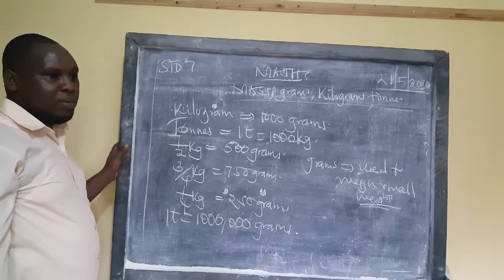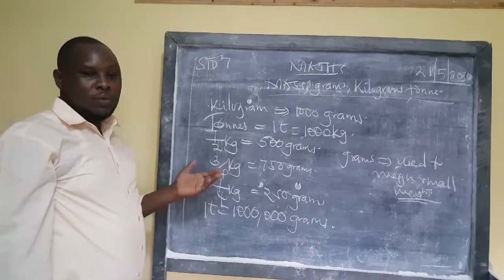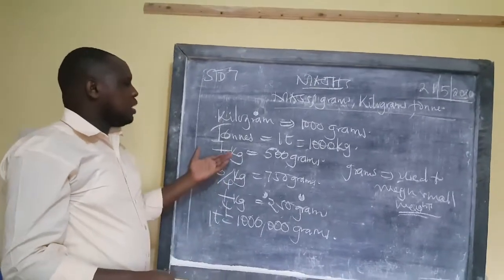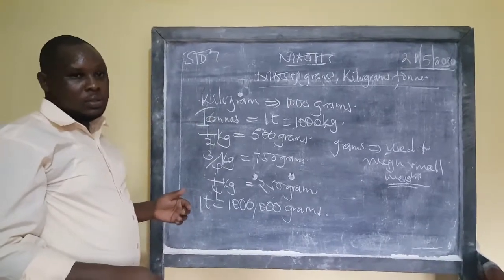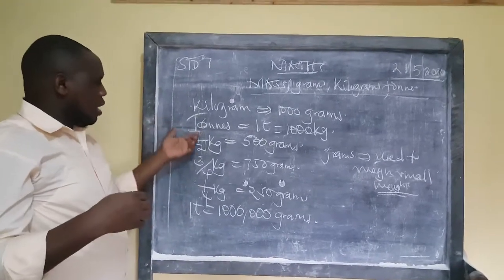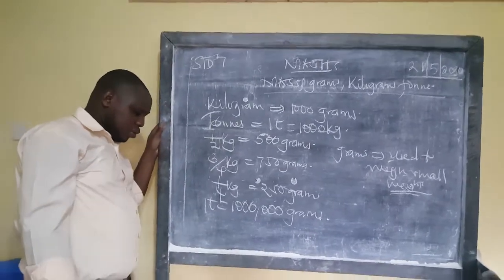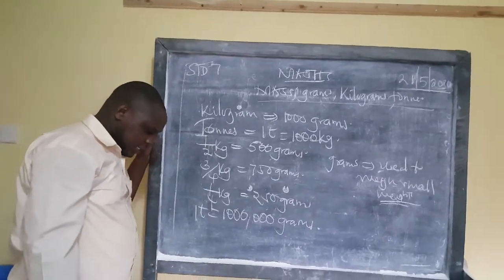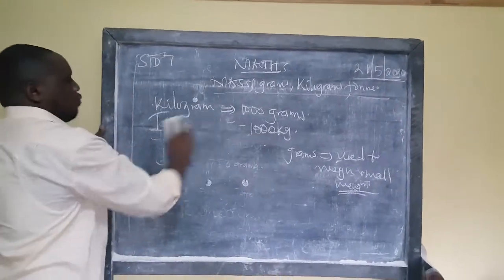So tons, for example, if you want to measure the mass in a lorry, you're going to measure in terms of tons. You're not going to use kilograms, because a lorry is carrying bigger weights. So that's how we are going to convert these things. Maybe to give you some examples of what you're supposed to do.